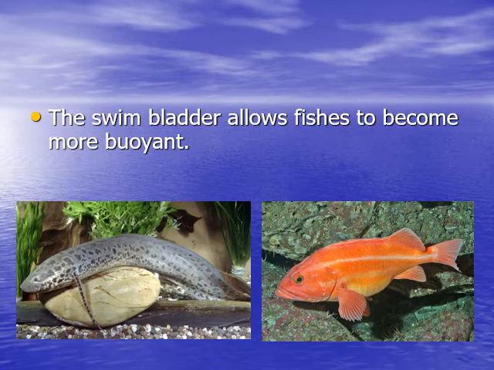We talked about the swim bladder last week. This is a little container, almost like a bag-like organ that these fish have on the inside that can become filled with gas. It makes them more buoyant, allows them to float higher up in the water if they want, or they can let gas out of that swim bladder and sink down into the water.